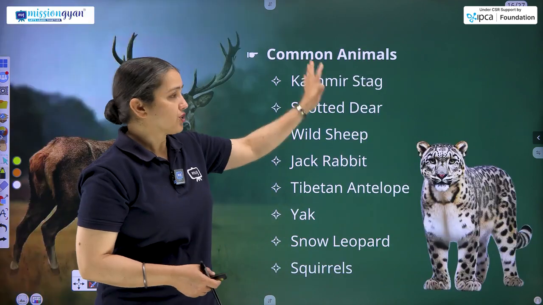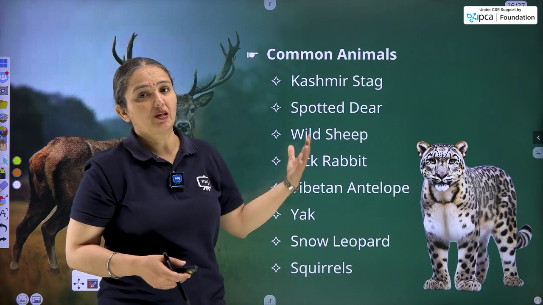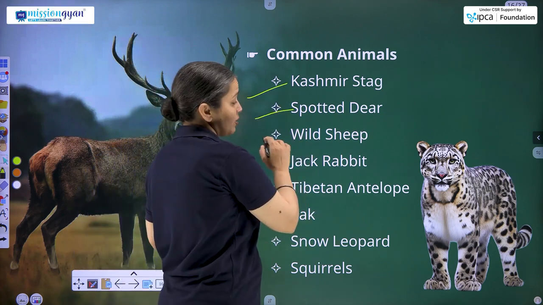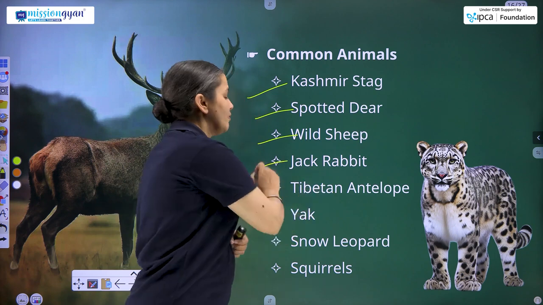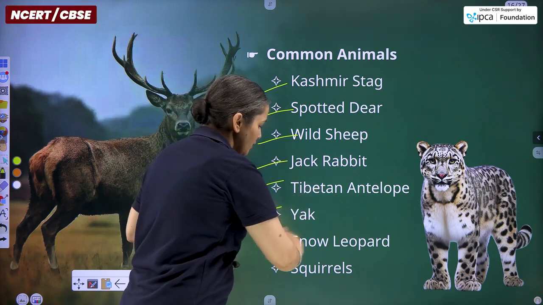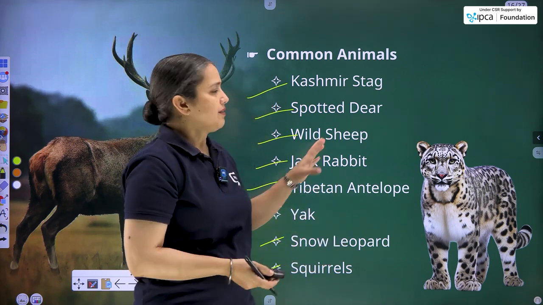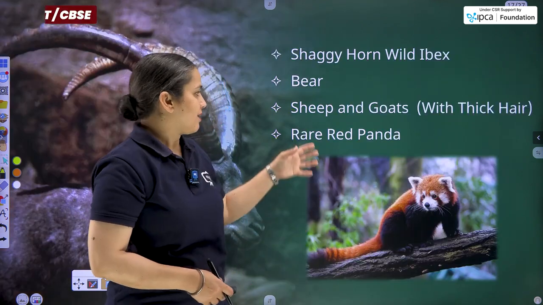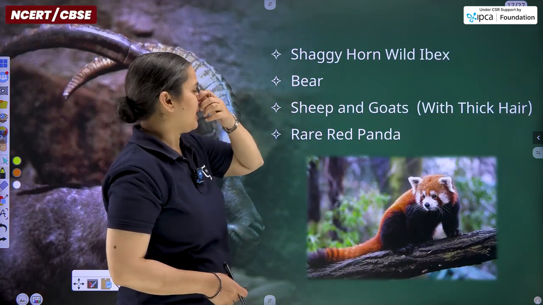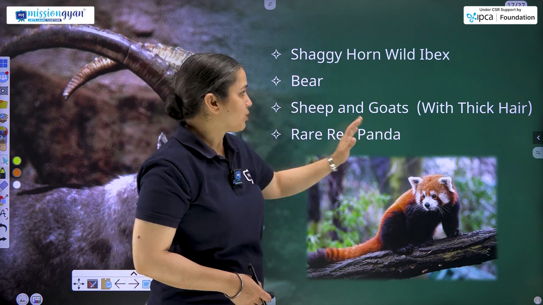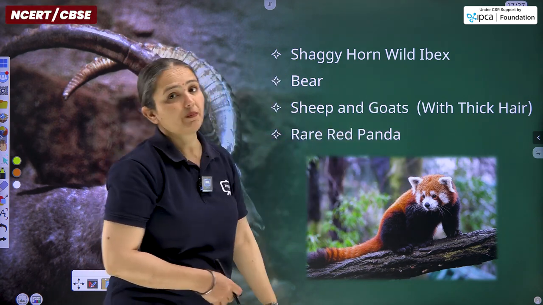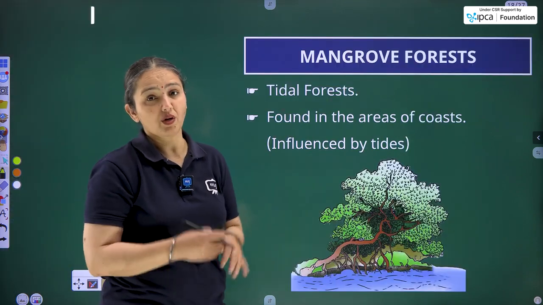Thereafter, we do have certain common animals that are present in the mountain forest. These are Kashmir stag, spotted deer, wild sheep, jackrabbit, Tibetan antelope, yak, snow leopard, squirrels. Again, these are common but important ones. We do have some more names: shaggy hornbill, ibex, bear, sheep and goats with thick hair as a prominent feature, and the rare red panda is also found.